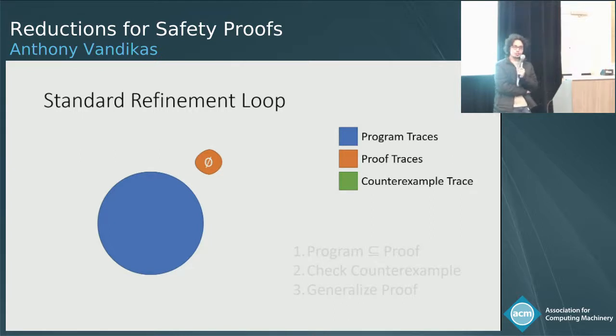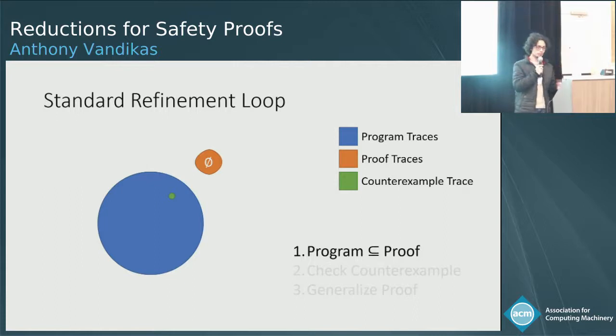Now there are many such refinement loops. The one we're going to focus on today is one based on what's called language theoretic verification. The idea is that programs are modeled as regular languages of traces, where traces are just sequences of program statements. And we try to iteratively grow a proof of correct program traces. This happens in 3 steps repeatedly. First, we check: is the program included in the proof? In this case, the answer is no. The proof is empty and the program, which is the blue thing, is not empty. So we get a counterexample represented by the green thing.